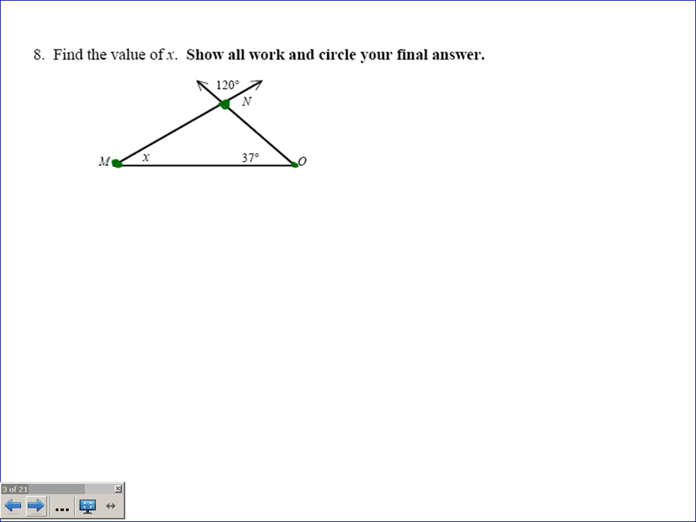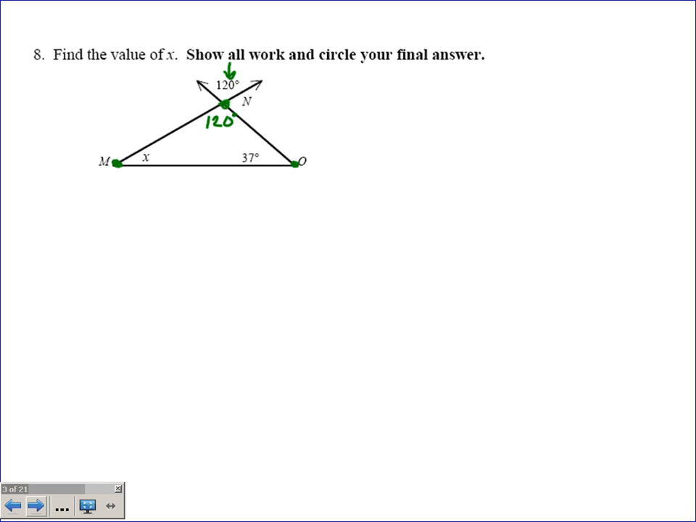All right, we're on the next page. I'm looking for Tucker to help us out here. Tucker, what do we do? I don't care what they put down. I want you to tell me what we do. If this says 120, is this also 120? Yes. Why? They're vertical angles.